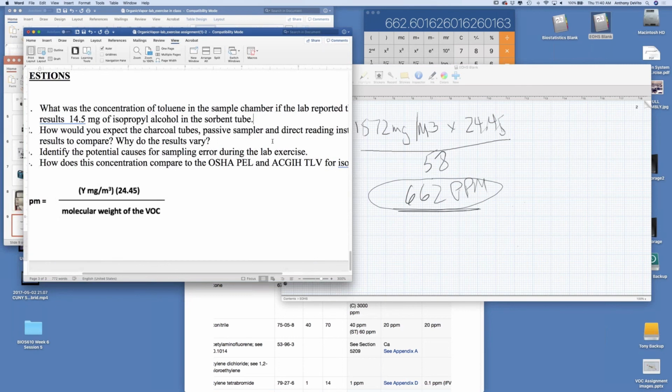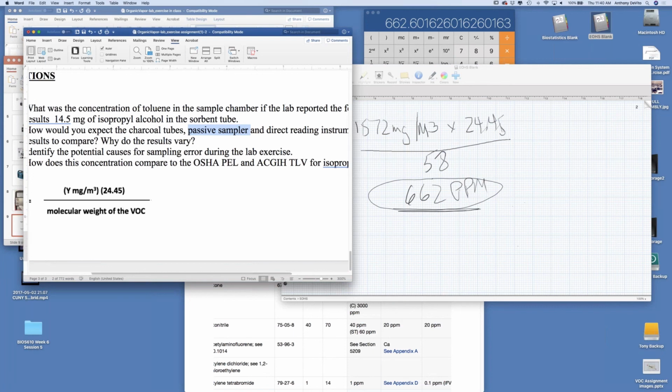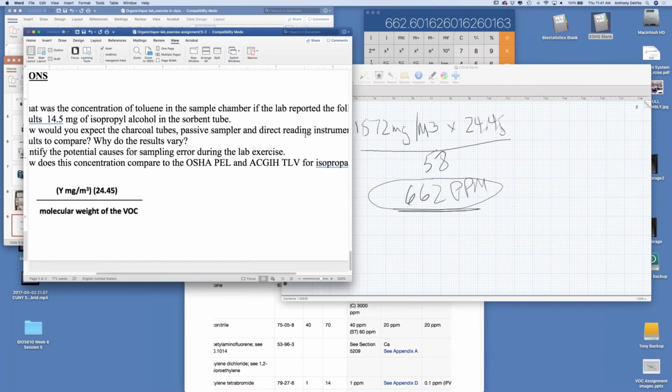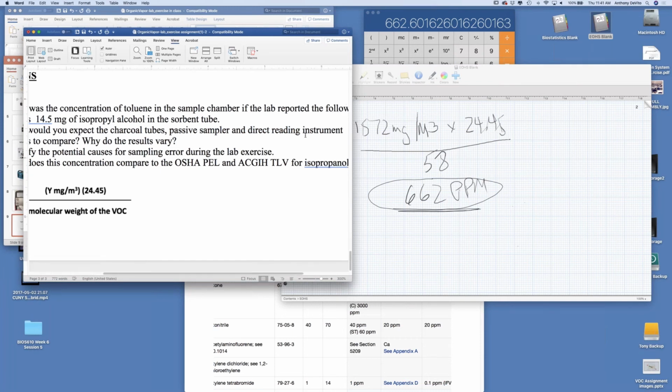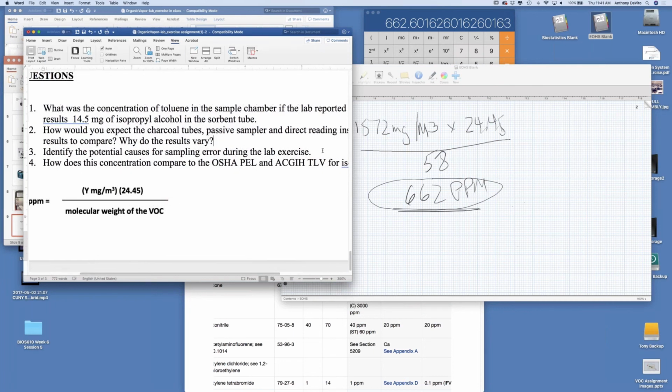I think we discussed the accuracy of passive samplers like our sorbent tube pump or those badges, and how that compared with how accurate this method would be, and how accurate our direct reading instrument, such as a PID, might be. PID might be pretty accurate, right? So discuss the other methods that we talked about using, and which you think might be less or more accurate. Identify potential causes for sampling error during the lab exercise.